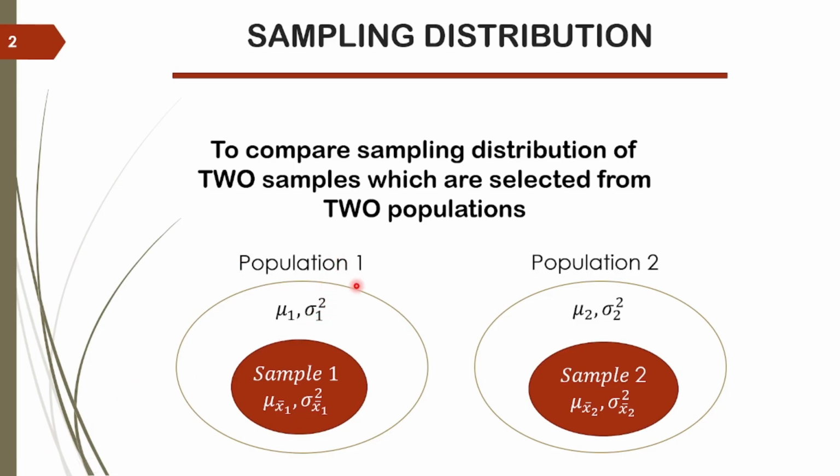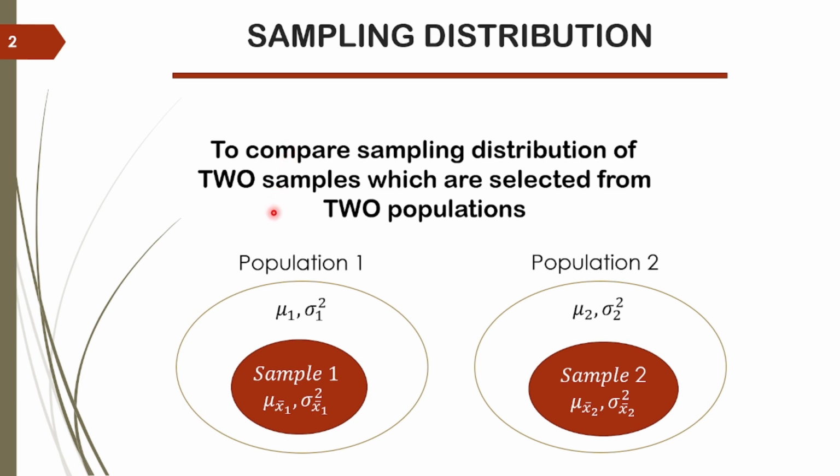We have population 1 with mean mu1 and variance sigma1 squared, and population 2 with mean mu2 and variance sigma2 squared. From population 1 we take a sample and get the sample mean. Then we take the mean and variance of the sample mean from population 1, and likewise the mean and variance of the sample mean from population 2.